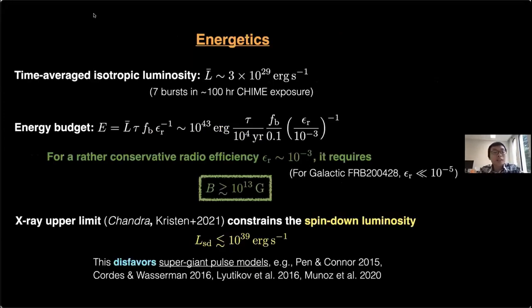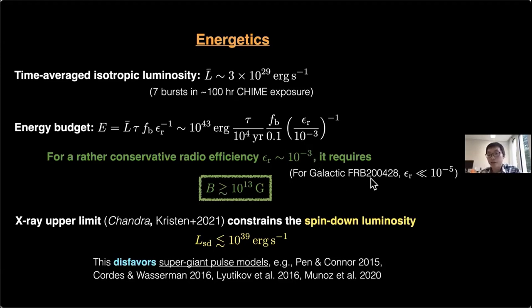So the next thing is on the energetics. We know the isotropic luminosity. So this is not the luminosity of an FRB, but you take into account all the bursts that we detected within the exposure time and then take the isotropic equivalent of that. And you get a very small luminosity. It's not a very bright source in terms of radio emission. And from that and from the lifetime, and also one has to make an assumption on the emission efficiency, one gets the energy budget of the system. So the system must have 10 to the 43 ergs or more in order to generate FRBs for such a long time, tau here. So here I'm taking a very, very conservative radio efficiency of 10 to minus 3.